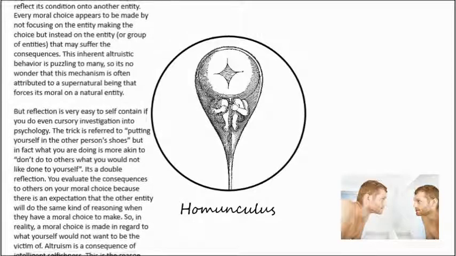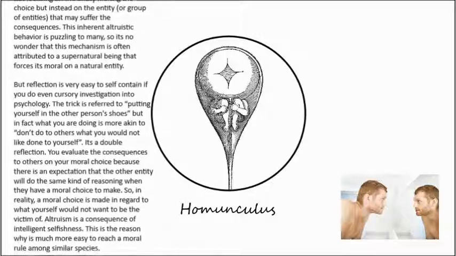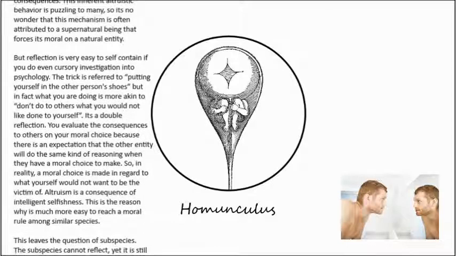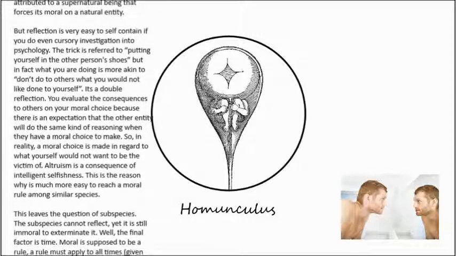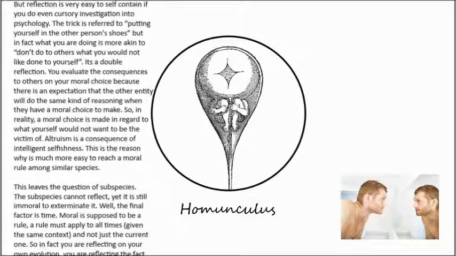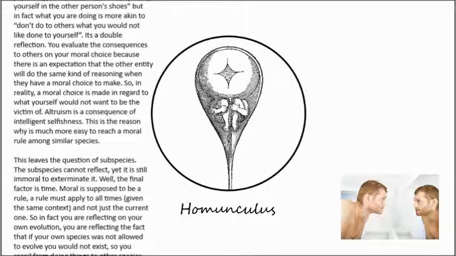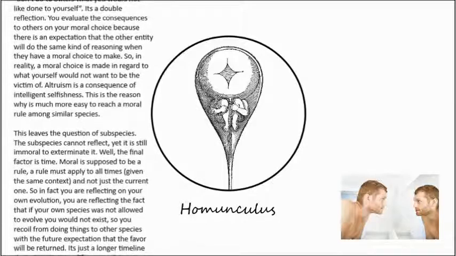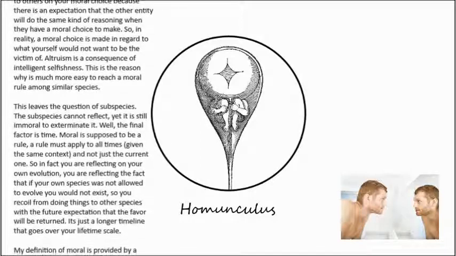But reflection is very easy to explain if you do even cursory investigation into psychology. The trick is referred to as putting yourself in the other person's shoes. But in fact, what you are doing is more akin to: don't do to others what you would not like done to yourself. It's a double reflection. You evaluate the consequences to others of your moral choice because there is an expectation that the other entity will do the same kind of reasoning when they have a moral choice to make. So, in reality, a moral choice is made in regard to what you yourself would not want to be a victim of. Altruism is a consequence of intelligent selfishness.